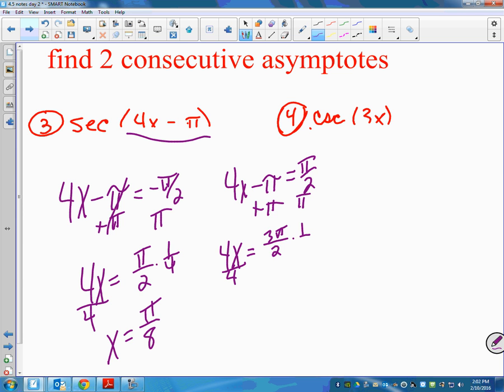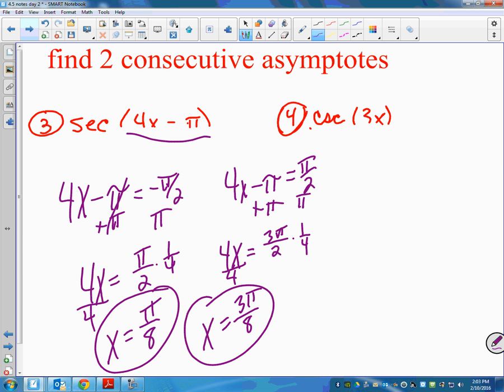When I divide by 4, I get 3 pi/8, which means, if I was going to graph that, that's where 2 of my asymptotes would be. Right, a little bit harder to do when there's adding and subtracting. This one's not so bad. You could graph this. You might have to graph this on your homework today.